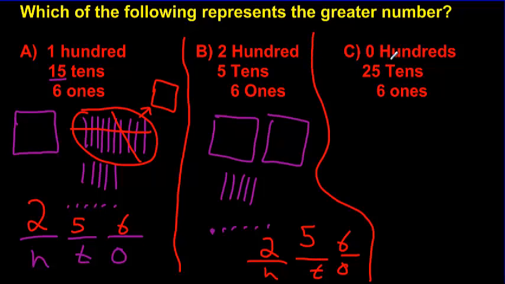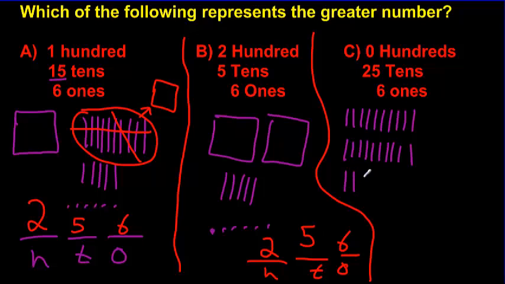And for our last example, we have to represent 0 hundreds. Now, how do you do 0 hundreds? You just leave a blank. That's it. How about 25 tens? Well, just draw 25 tens. We're going to go 1, 2, 3, 4, 5, 6, 7, 8, 9, 10. Stop. Go to the next row. 1, 2, 3, 4, 5, 6, 7, 8, 9, 10. Stop. Go to the next row. 21, 22, 23, 24, 25 tens.